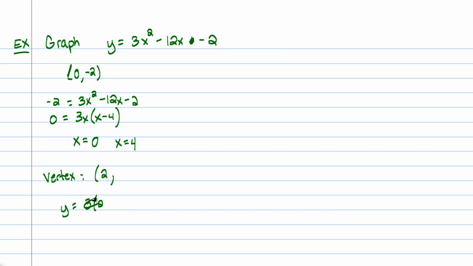And I can plug 2 in to find the y value for the vertex. I don't even want to go through all that. 2 squared is 4 times 3 is 12. Minus 2 times 12 is 24. Minus 2, that's a negative 14. Oops, well, shoot. Negative 14.